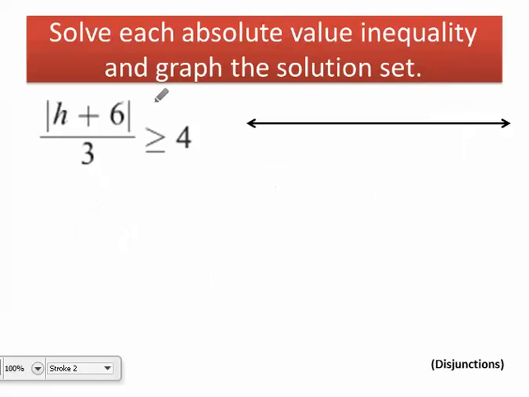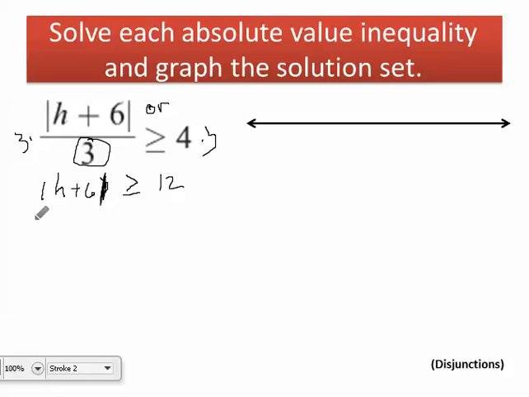Okay? So looking at this one, I got absolute value of h plus 6. Oh, I've got a greater than. This one is going to be a disjunction. This one's going to be an or statement in here, right? Well, the first thing I'm going to do is I want to get rid of this. I don't like dealing with fractions, so I'm going to multiply by 3 on both sides of this equation just to get rid of it, and I'm going to get the absolute value of h plus 6 has to be greater than or equal to 12.